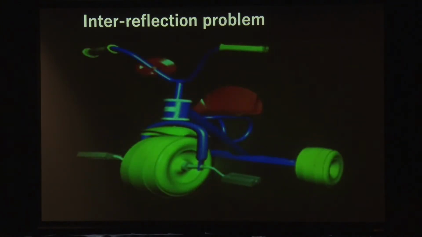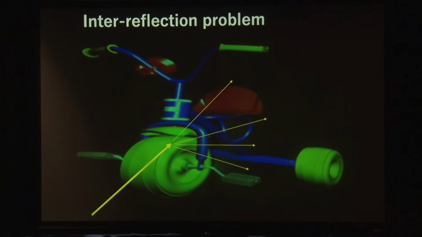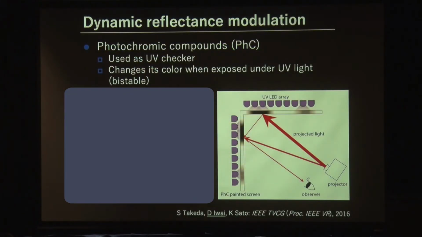Another common problem of projection mapping is interreflection. In this example, an image is projected onto a corner screen, where the light interreflects from one side to the other, and it undesirably decreases the contrast of the projected result. The contrast degradation is also caused by environment light. We solve the contrast reduction problem due to interreflection as well as environment light by dynamically modulating the spatial reflectance pattern of a projection surface.